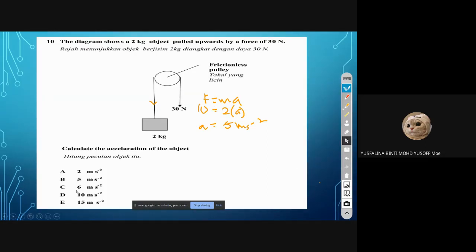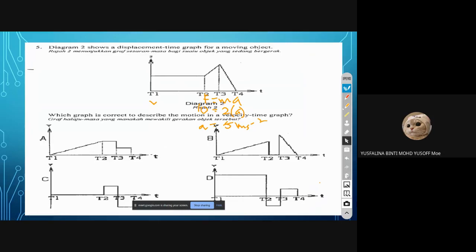Alright, so we move on to the next question. Okay, graph. Diagram 2 shows a displacement-time graph for a moving object. Which graph is correct to describe the motion in a velocity-time graph? Again, we know that the velocity is the gradient of the displacement against time. For T1 until T2, can I draw a triangle here? I cannot draw a triangle here, so the gradient is 0. So here should be 0.